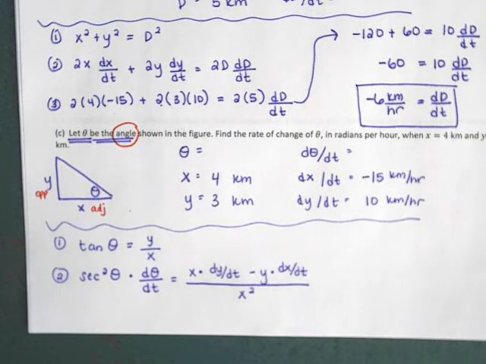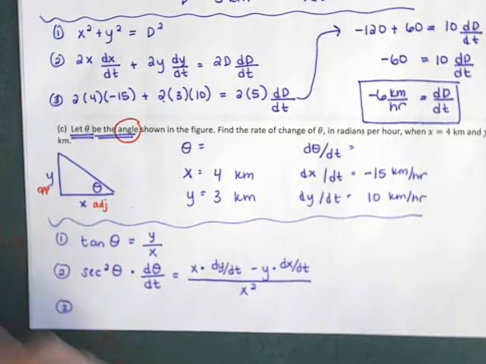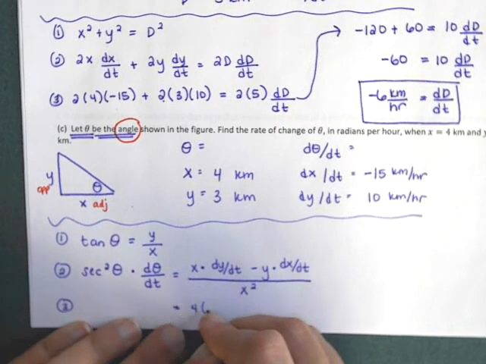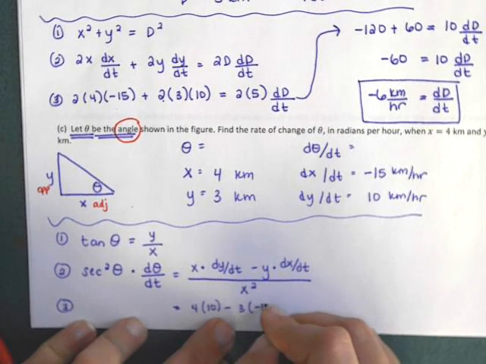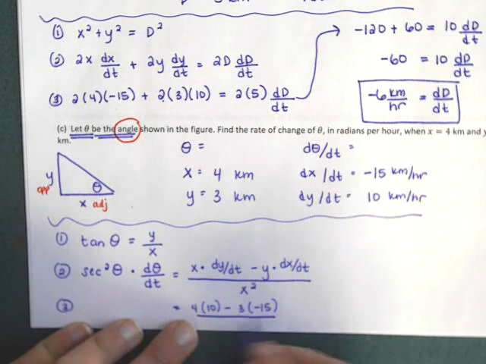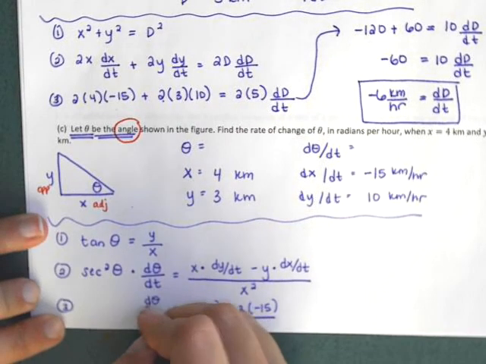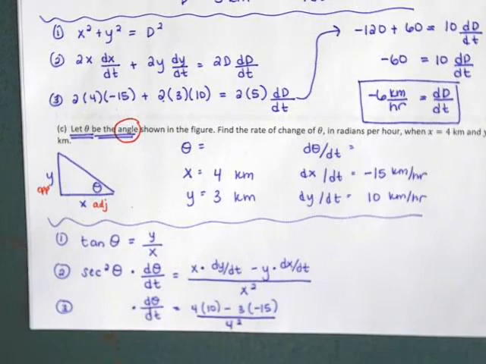Now we can fill in what we know. So, the first question, and the easier question, is filling in these numbers. 4 times 10 minus 3 times negative 15 all over 4 squared. Those are easier numbers to fill in simply because we already know them. We know that d theta dt is what we're trying to find, so we're not going to have a number to fill in there. Instead, let's try to figure out secant.